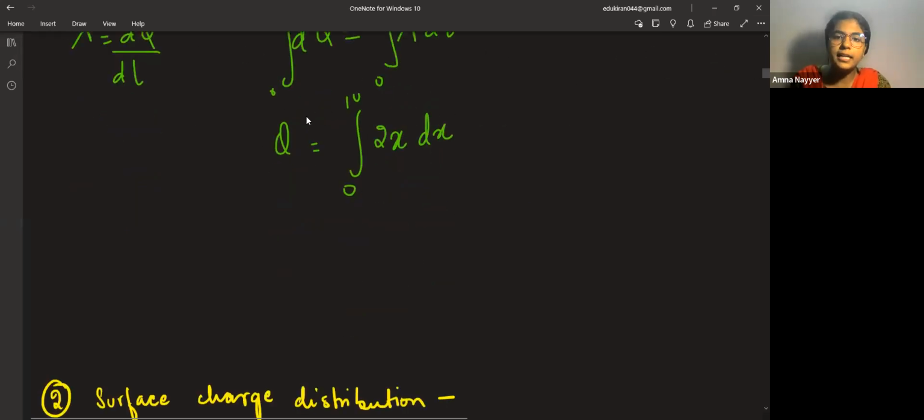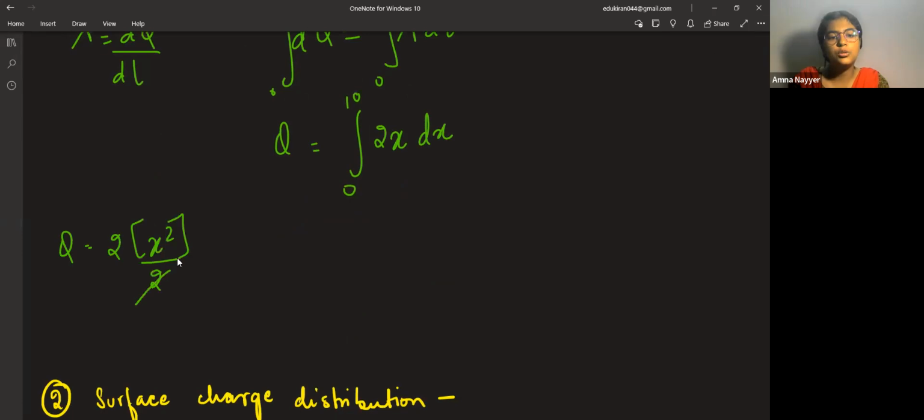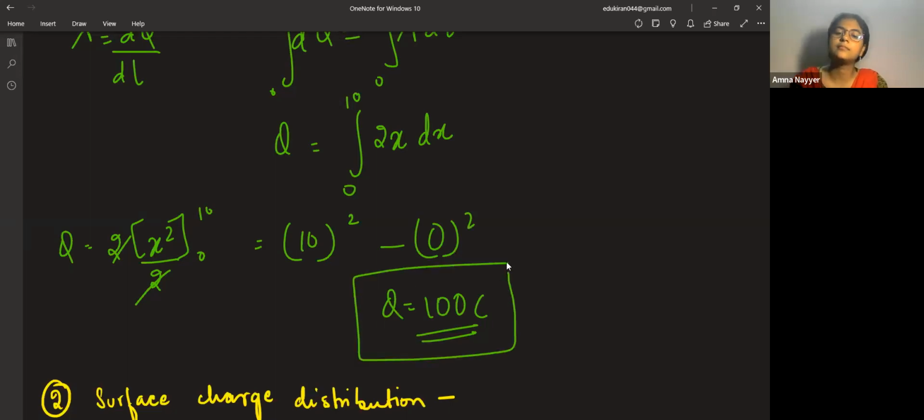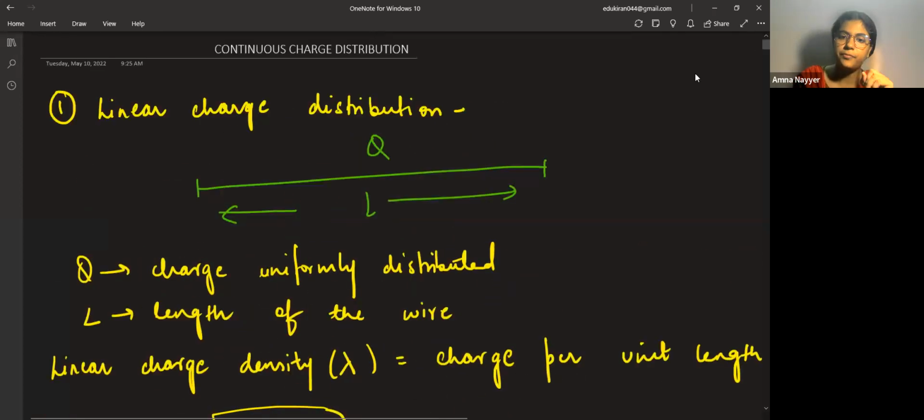Now integrating it, q will be, 2 will be taken common. This becomes x square by 2. 2 will be cancelled, from 0 to 10. That is upper limit first minus lower limit. So that is 100 coulomb. This is the charge. So this is the first one, linear charge distribution. Write it down, then we'll go to, this is in one dimension. Then we'll talk about 2D, then 3D.